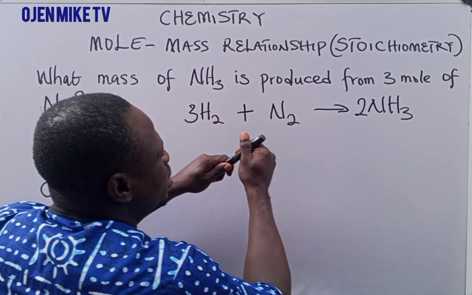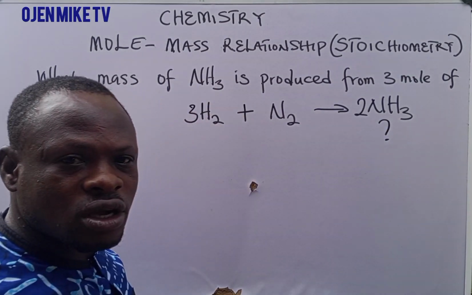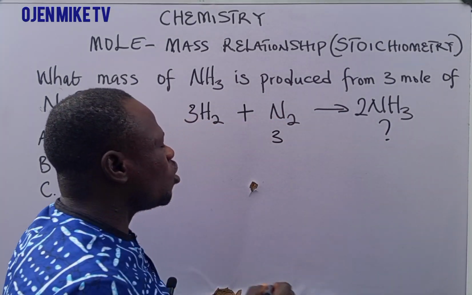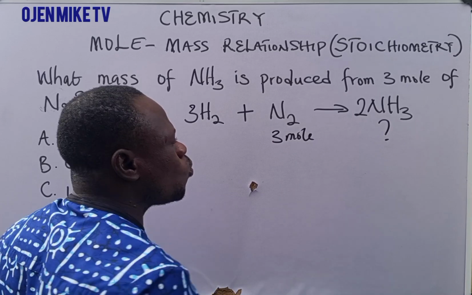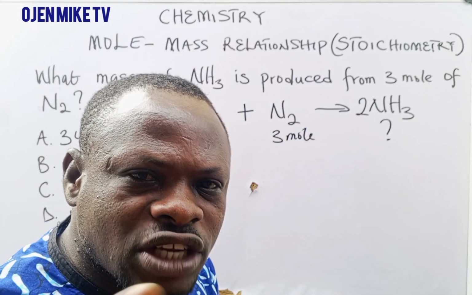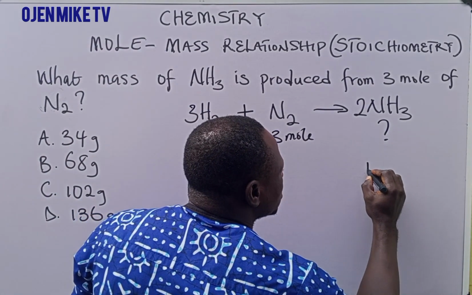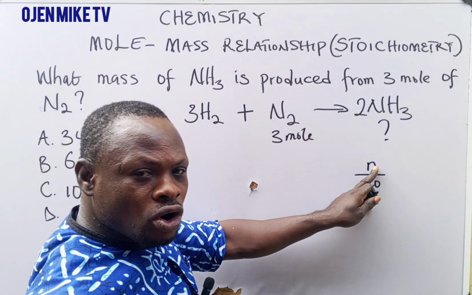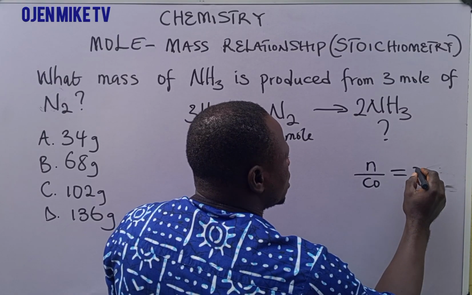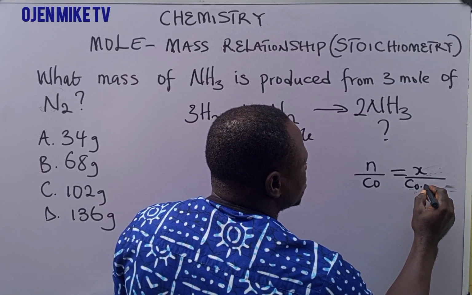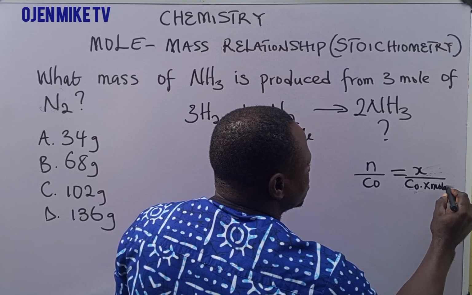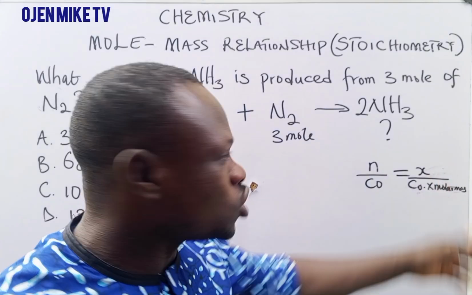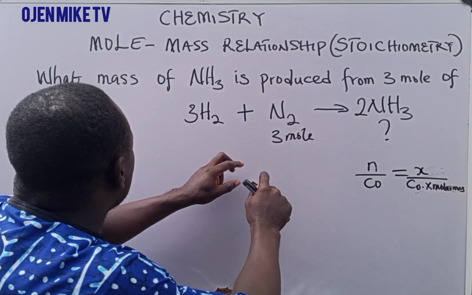Now we are asked what mass of ammonia is produced from 3 moles of nitrogen. In the mole-mass relationship, remember this formula: mole is N over coefficient, which is equal to X over coefficient multiplied by molar mass. This is how to find the mole-mass relationship.